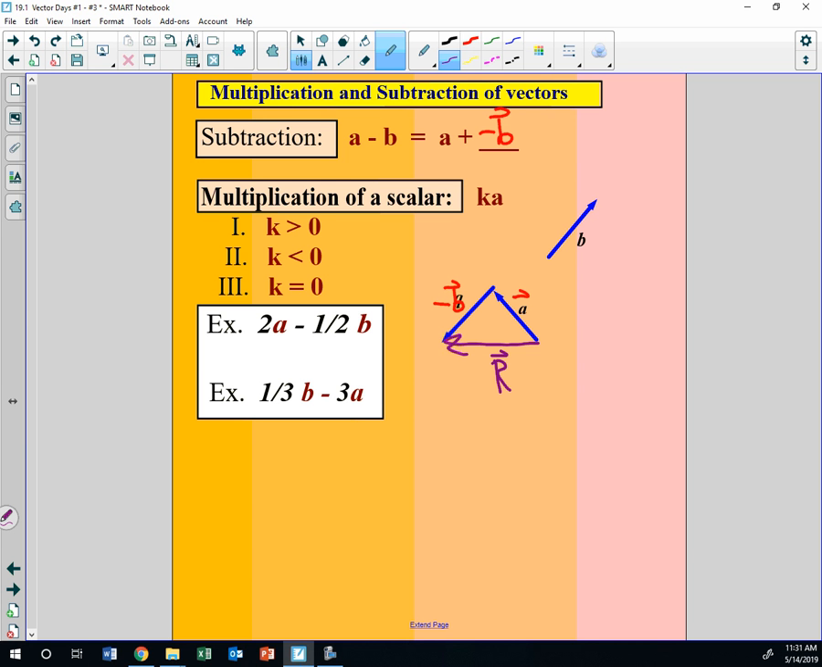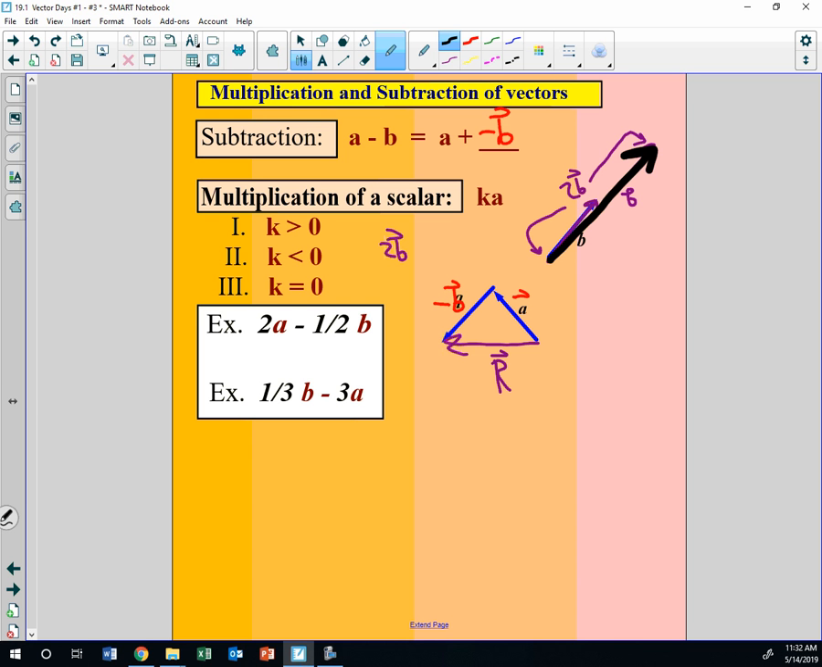We can look at multiples, like if K is greater than 0, we can look at 2B. 2B is just going to be this one plus this one together, making 2B. Does that make sense? So this whole thing now is 2B. Or not 2B, no, that would be the opposite direction. And then you can do fractions of it. You can have K equal to 0, which would be the 0 vector.